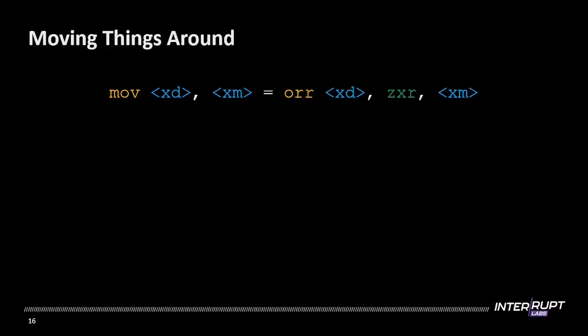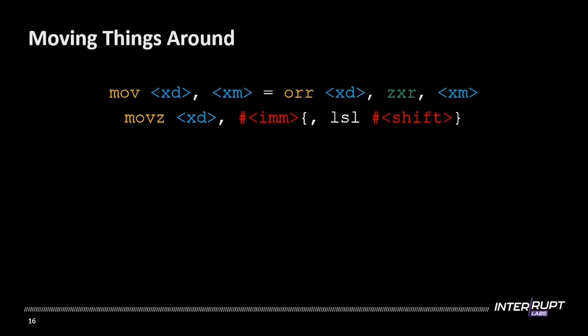But what about moving an immediate value into a register? For that, there are 2 helpful instructions. The first of these is move Z or move 0. This allows you to move a 16-bit immediate into a register and zero the rest of the register. Optionally, you can provide a left shift that should be applied to that immediate before it's placed into the register. The values for that shift can be 0, 16, 32, or 48.